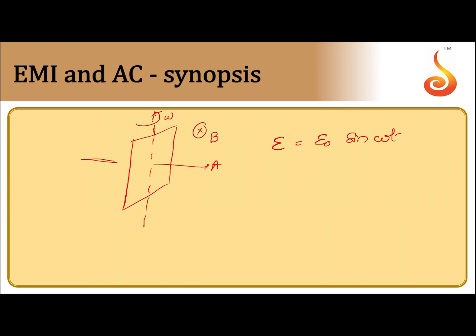That means if you try to plot the graph of induced EMF versus time, then the nature of the induced EMF versus time graph is something like this. So the induced EMF is changing alternately, and this is what is called alternating EMF, and the current due to an alternating EMF is known as alternating current.